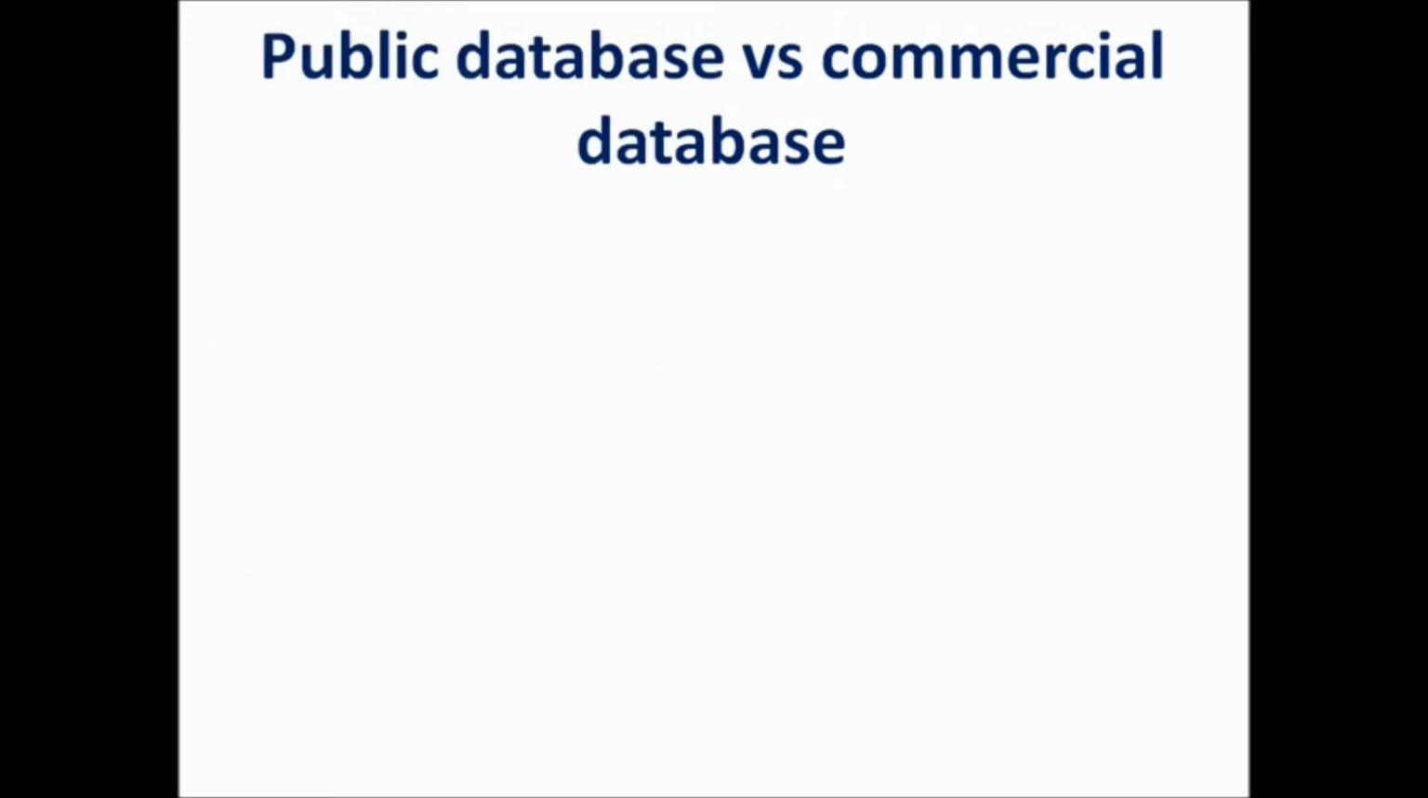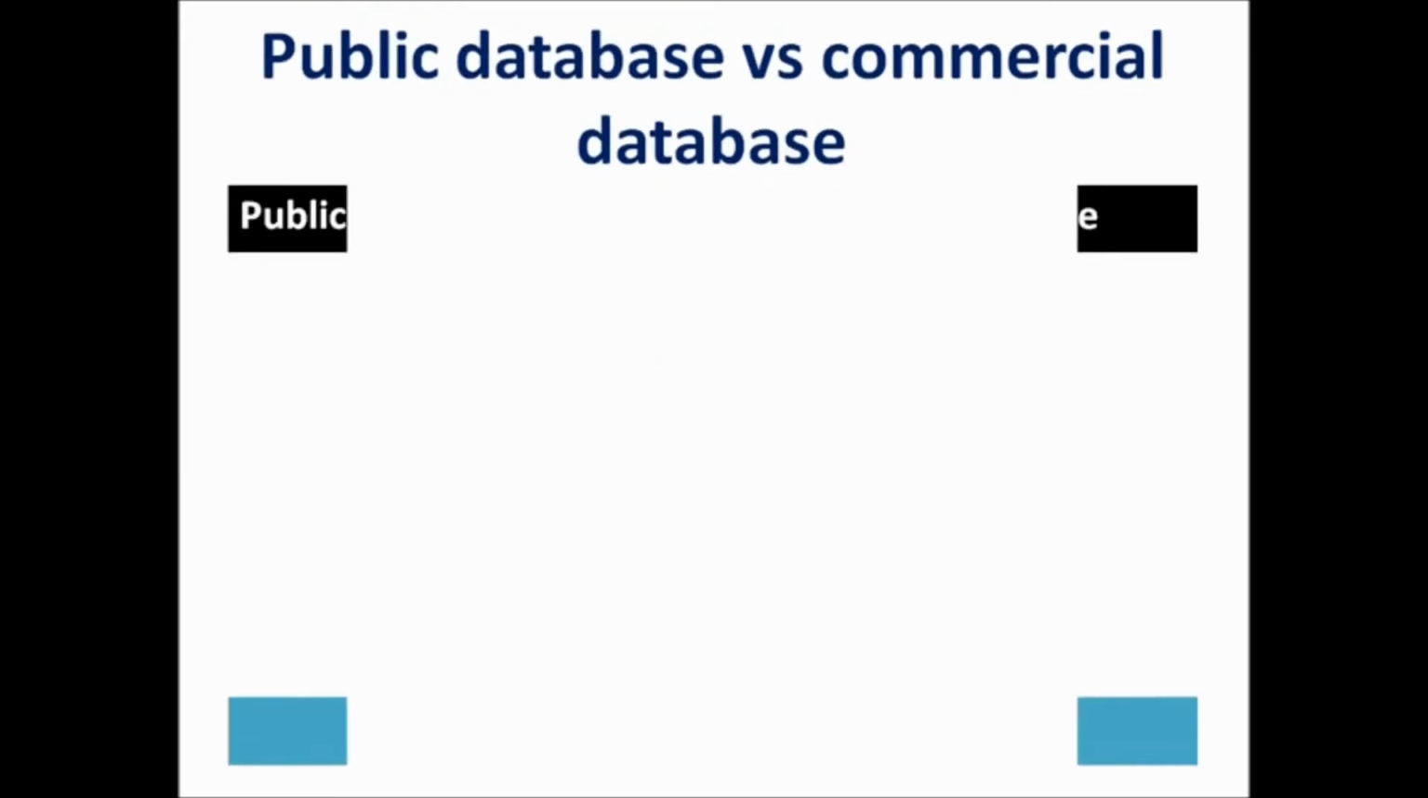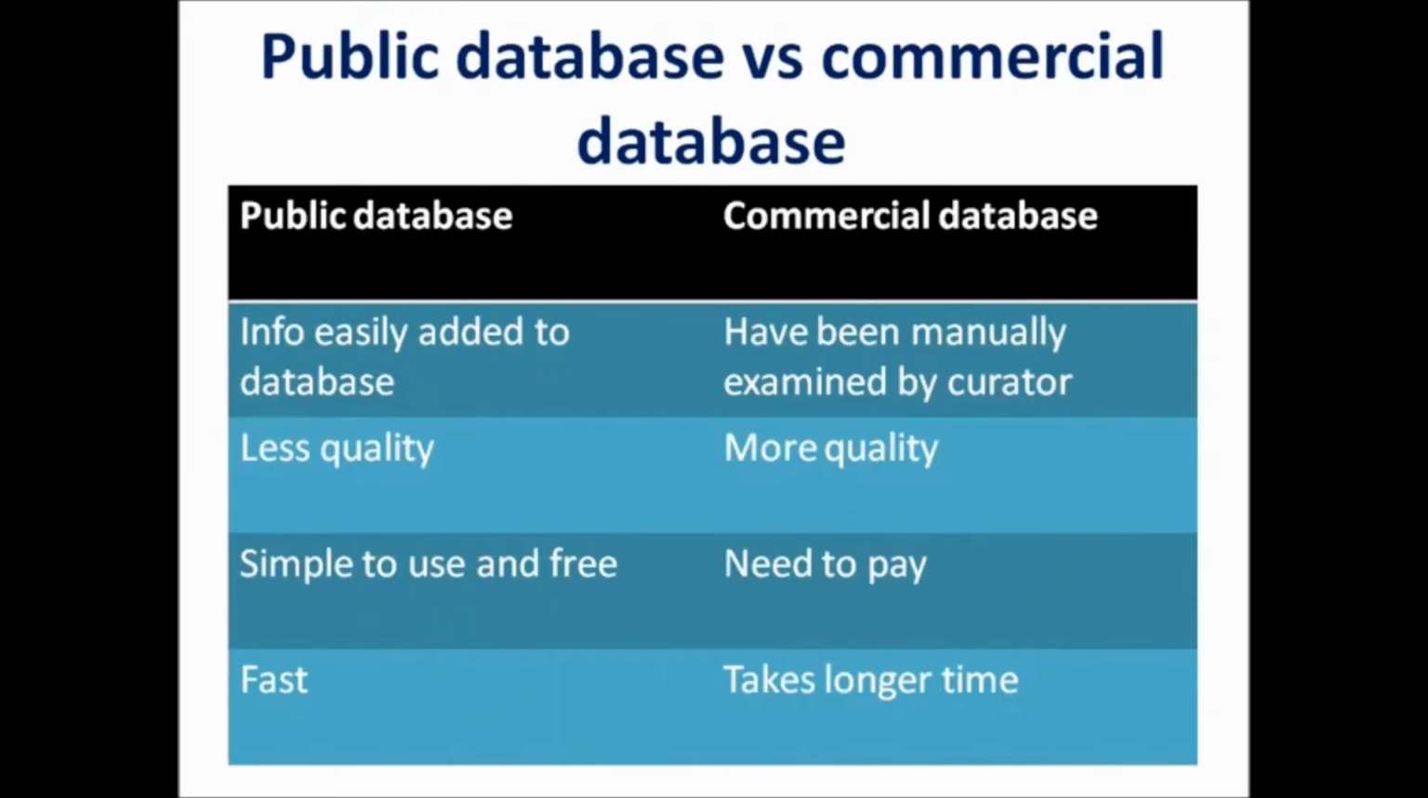Public database versus commercial database. In a public database, information is easily added to the database. It has less quality but is simple to use, free, and fast. Commercial databases have been manually examined by a curator. They have more quality but need to be paid for and take longer time.